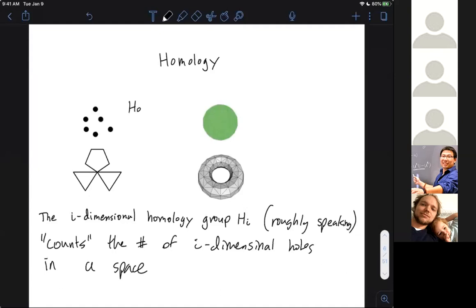So H0 is just the number of connected components. Connected components are zero-dimensional holes. That first example in the top left has 6 connected components, whereas my other examples all have 1 connected component.